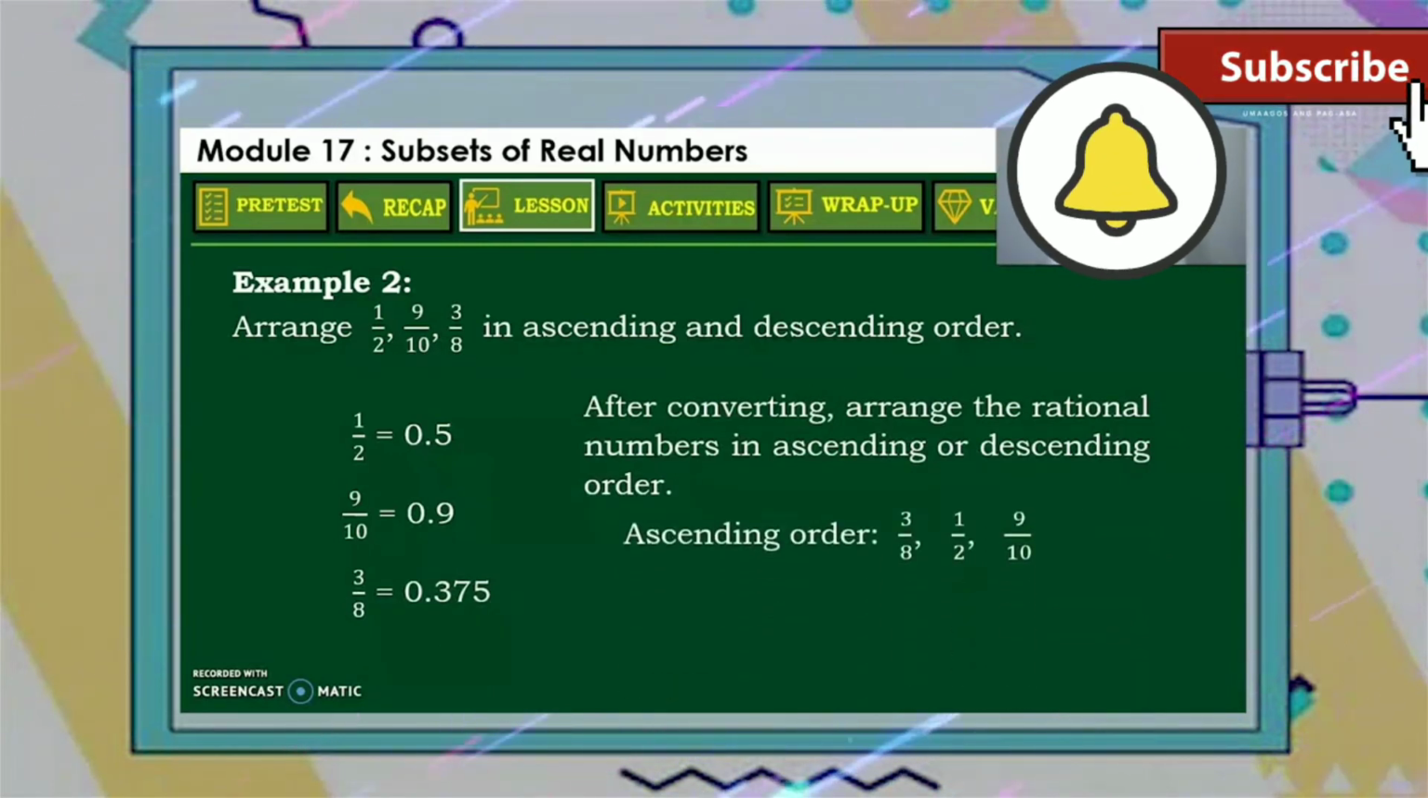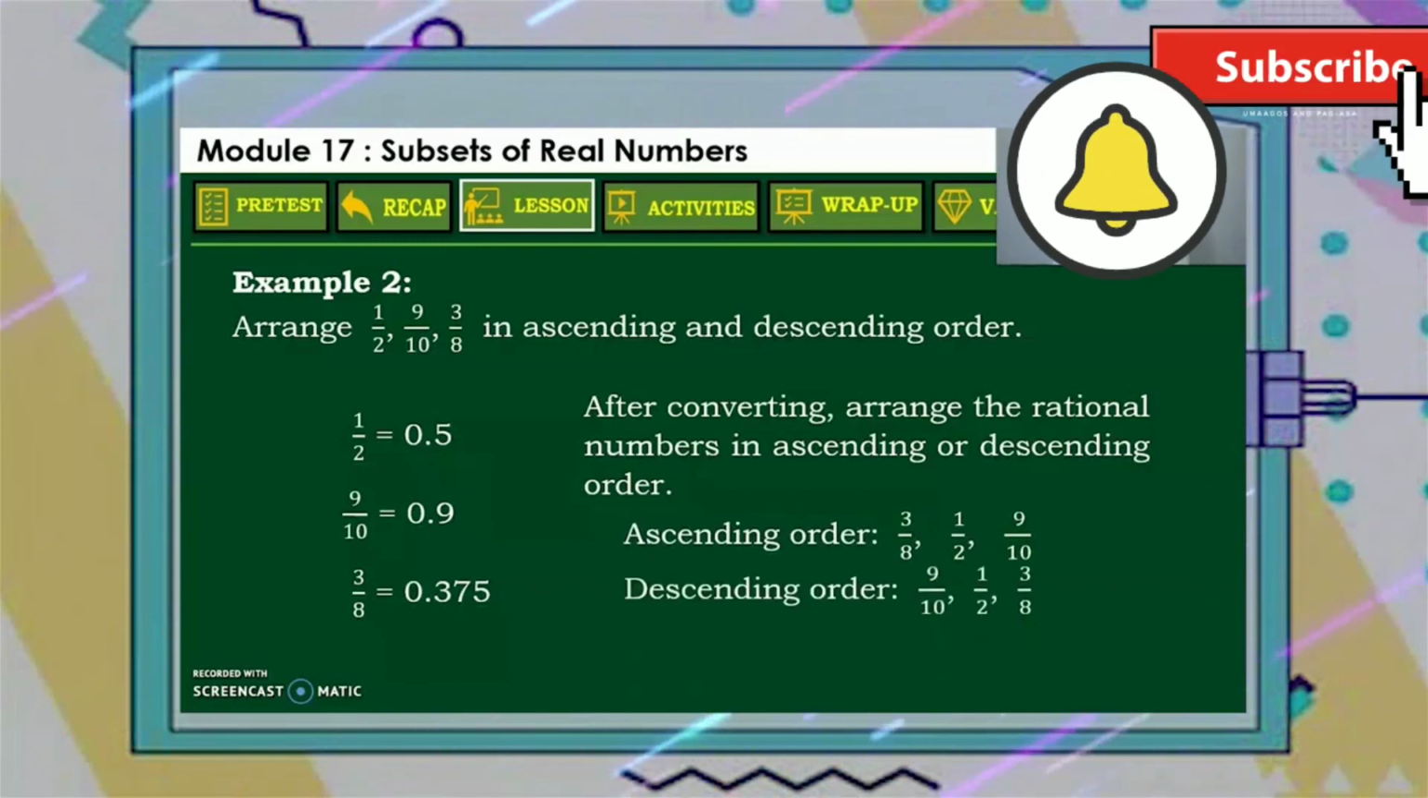For the ascending order, we will have 3 over 8, 1/2, and 9 over 10. While for descending order, we will have 9 over 10, 1/2, and 3 over 8.